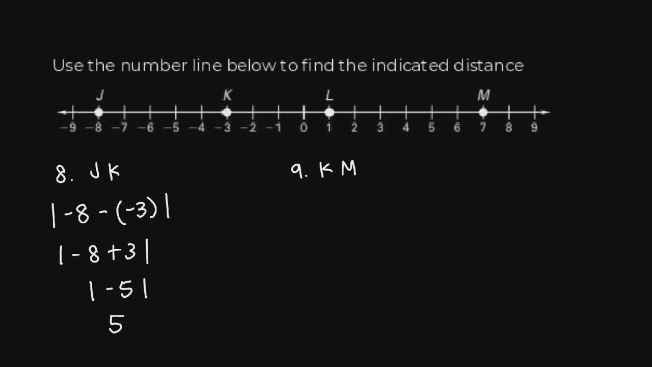In the next one, we're looking for KM, so K is here and M is here. And we're going to take the absolute value of K, which is at negative 3, subtract it from M, which is at 7. So that'll give us the absolute value of negative 10, so that's 10. The distance for KM is 10, and if you wanted to count, that would be 10 spaces away.